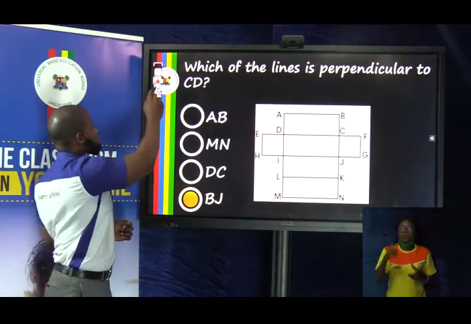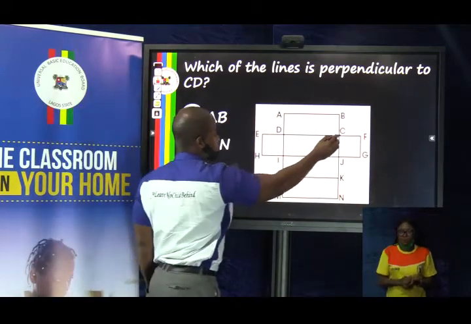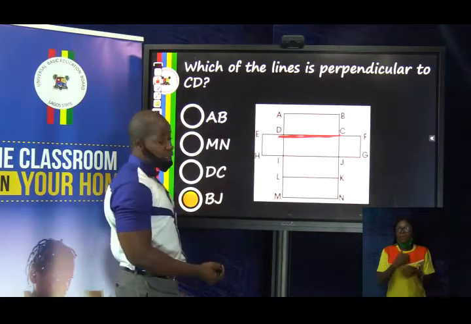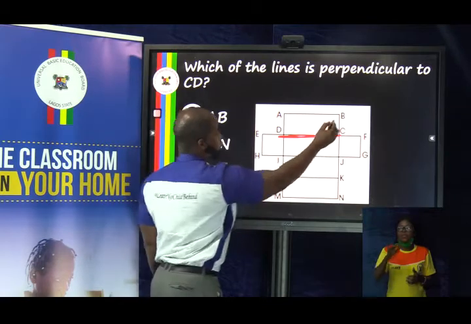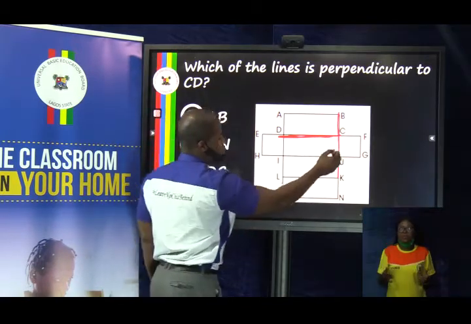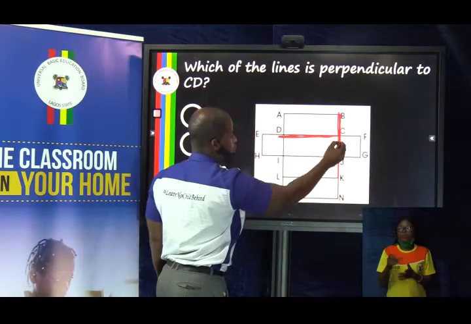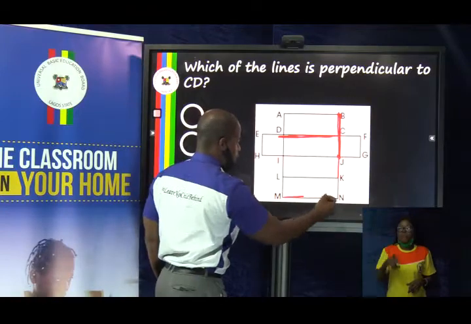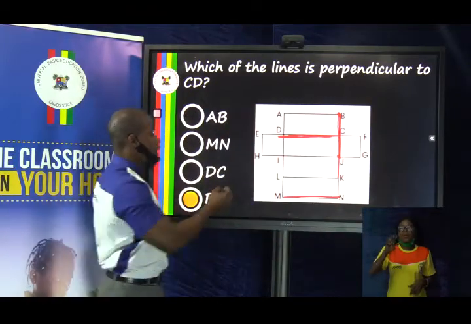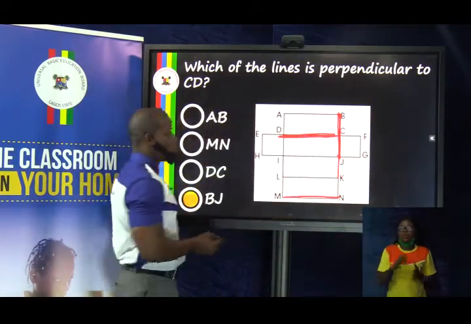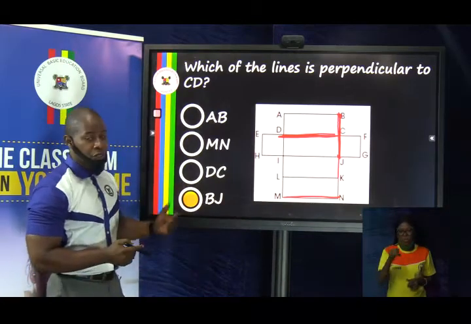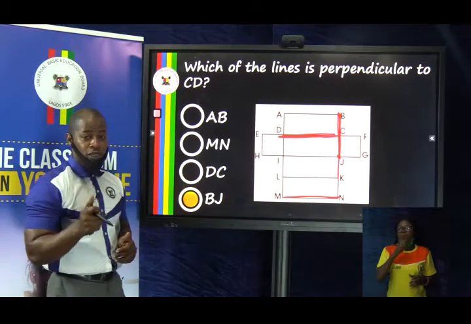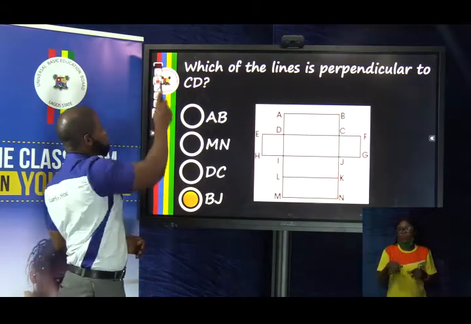Let's see why that is. Because this is CD. Okay, this line here. Now, the line perpendicular will make 90 degrees with it. And where is BJ? This is BJ right here. It stops here. Okay, so MN is not perpendicular, it is parallel. DC is the same line. DC is the same thing as CD. So the only one that is perpendicular is BJ. I believe that was what you selected. And I say good job you. Let's move on.